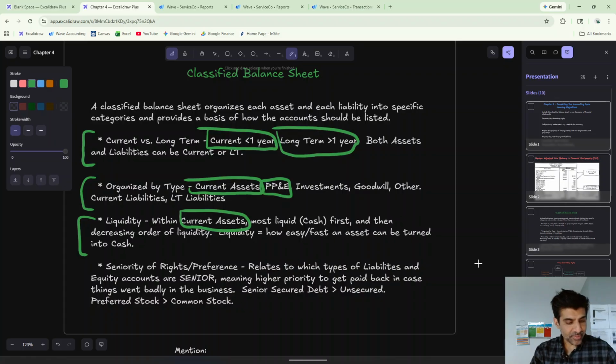And then the other one is seniority. Okay, so what this means is it relates to especially your liabilities and your equity. Actually, it only really relates to your liabilities and equity. Seniority has to do with if things go bad, who's going to get paid first. Okay, so is it good to be more senior or less senior? What do you think?